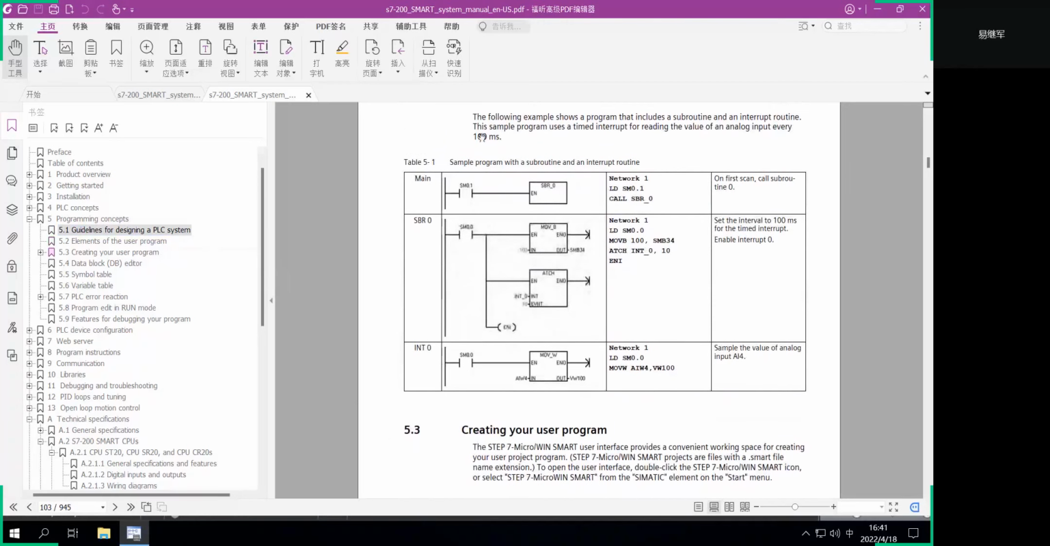This is an example, a simple sample program with a subroutine and interrupt routine. In the PLC, we use ladder. We call this diagram a ladder diagram. Make the program just using symbols like this, called normally open. This is called a special block. This is all normally open. This is the output, output coils.